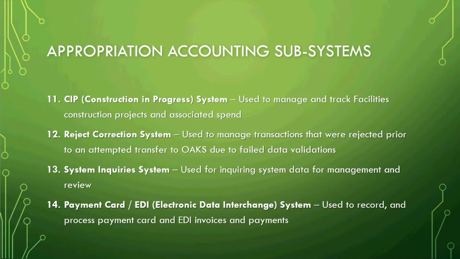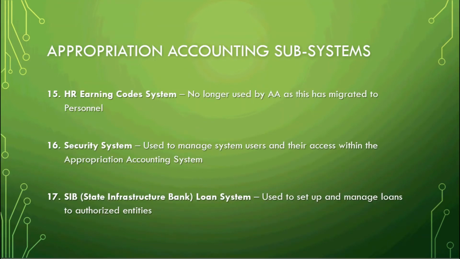14th, the Payment Card and EDI, or Electronic Data Interchange System, which is used to record and process payment card and EDI invoices and payments. 15th is the Human Resources Earning Code System. This system is no longer used by Appropriation Accounting as it has migrated to the Personnel Office.